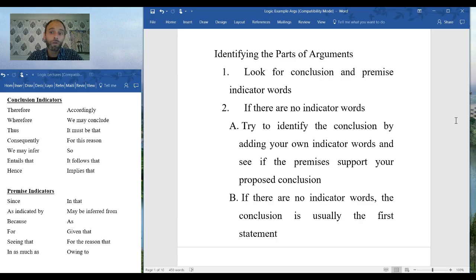But if there are no indicator words, all hope is not lost. Try to identify the conclusion by adding your own indicator words and see if your proposed premises support your proposed conclusion. And if they do, it's likely that you identified the correct conclusion and the premises correctly as well. Also, if there are no indicator words, the conclusion is almost always the first statement. That's just the way that we talk. But again, try the indicator words to double check that general rule of thumb.